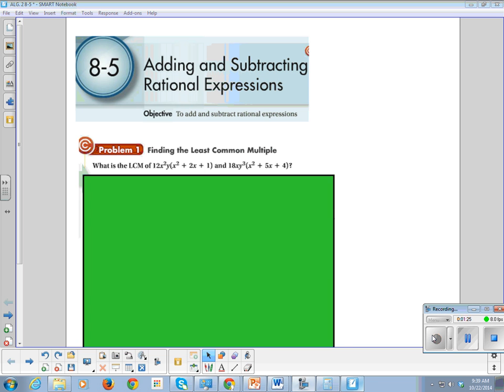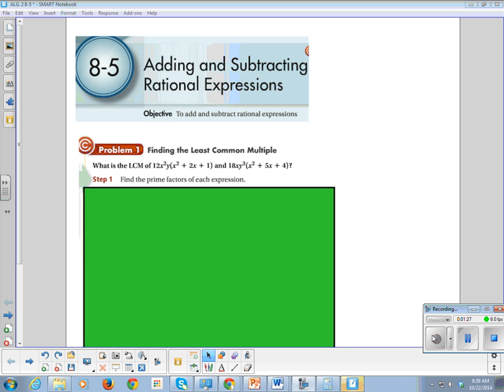Okay, so do not write step number 1 down. I'm just saying, step number 1, find the prime factors of each expression. Since this is all pre-written, I'll highlight what you guys should write down. So let me start by highlighting this.